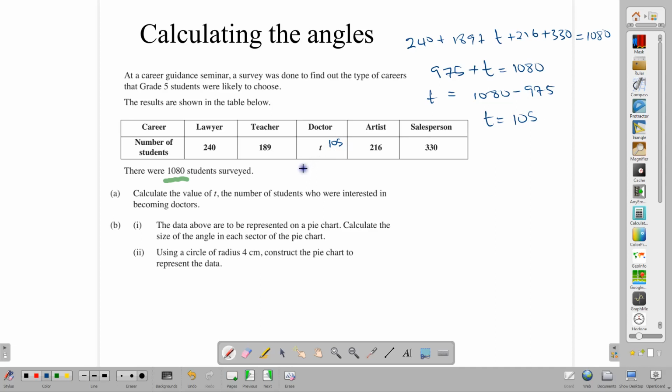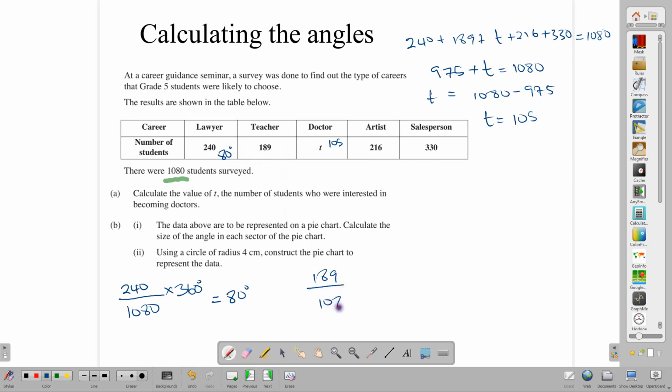To draw our pie chart now, we need to work out the angles that each of these will take up out of the 360 degrees. To do that, we write each number as a fraction of the total, 1,080. So we'd write 240 as a fraction of 1,080 and multiply that by 360 degrees, which is the number of degrees in the circle. Once you do that, using your calculator or other calculation, you get 80 degrees. So we're writing that 80 degrees here for this one.